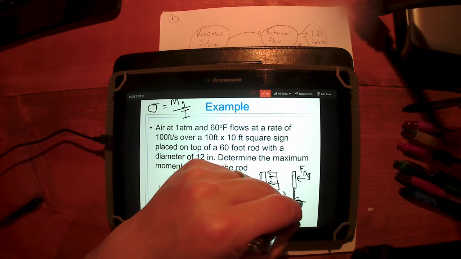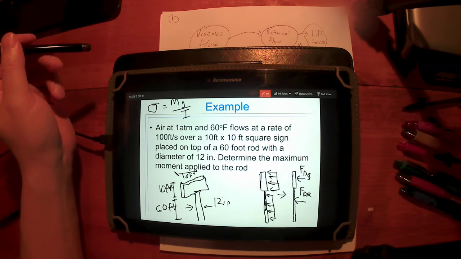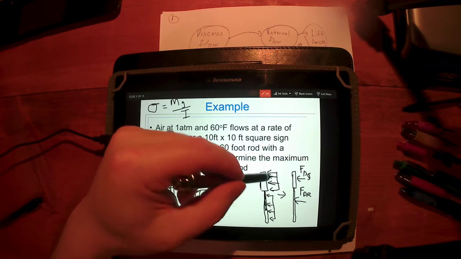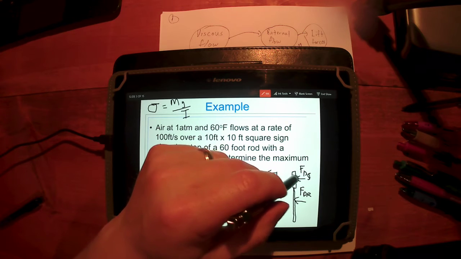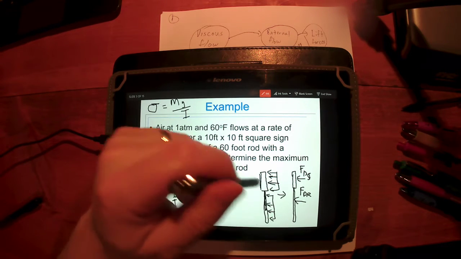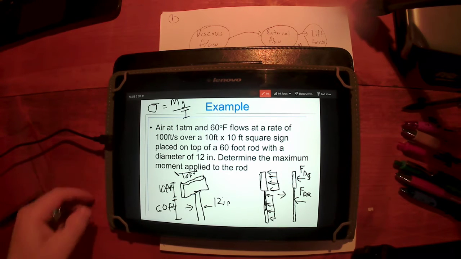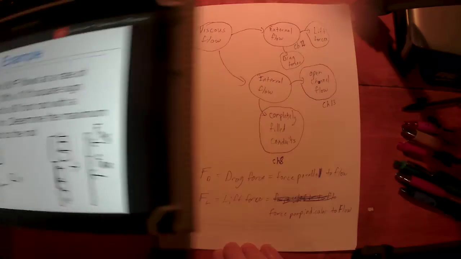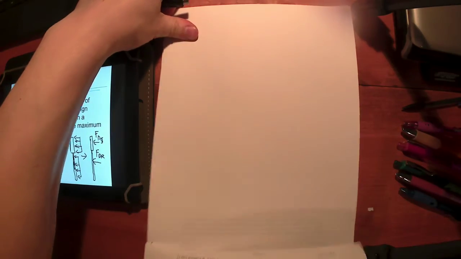And I'm going to have a drag force on the rod. And this is an S, I know it's a terrible S, I'm sorry. But rather than work with these as distributed loads, we're going to turn them into a single force located in the middle. So this drag force on the sign is going to be located in the middle of the sign. The drag force on the rod is going to be located in the middle of the rod. And we're going to use those distances and these forces to determine the total moment applied to the rod. So that's what we're going to do. I'm going to set this aside, and hopefully these help a little bit. We'll work the rest of this then on paper.